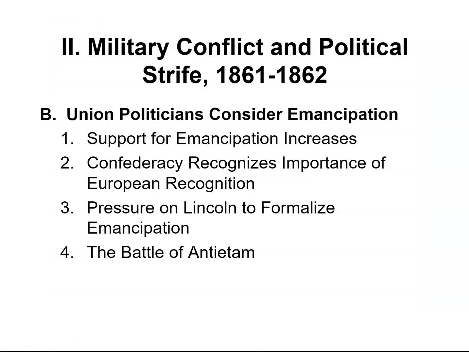Well, what about Union politicians? What are they doing? What strategies are they using to try to hurry up and end the war? Support for making emancipation a goal of the war is going to increase during the year of 1862. But Lincoln really worried that imposing emancipation might drive more Southerners from the Union. Remember, we have 4 border states. Kentucky, Maryland, 2 more. Those are all slave-owning states that are still part of the Union.